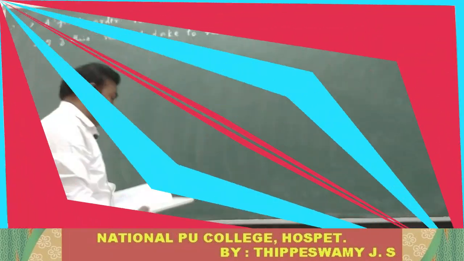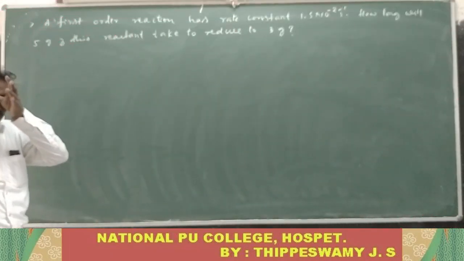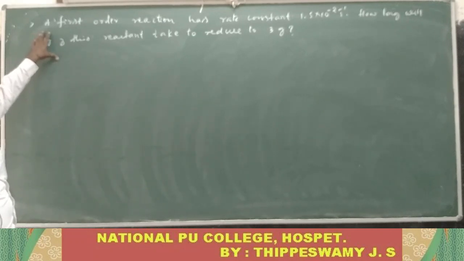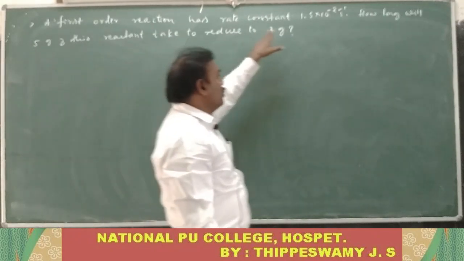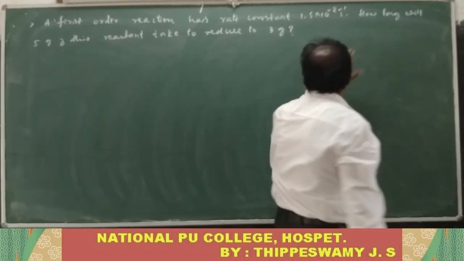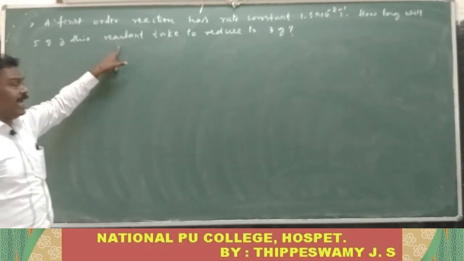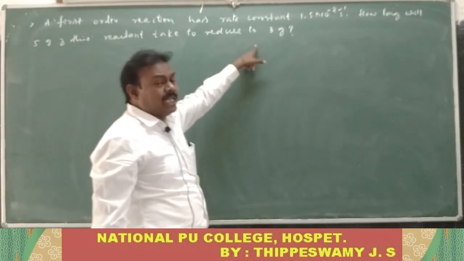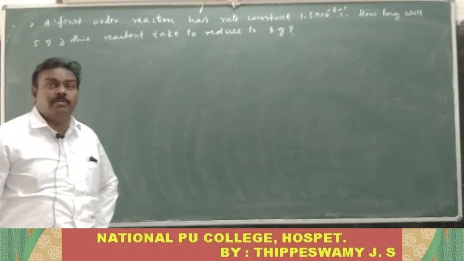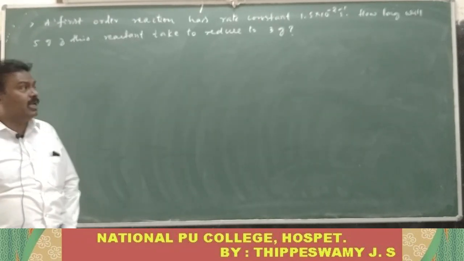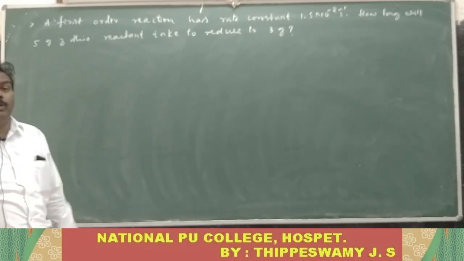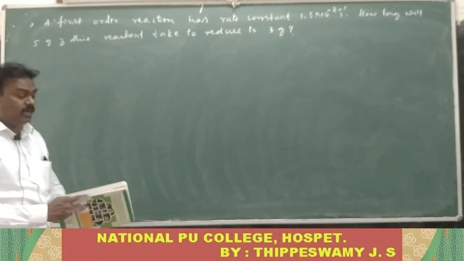Okay, this is another numerical. It is also based on the first order reaction. See, a first order reaction has rate constant 1.5 into 10 to the power minus 2 per second. How long will 5 gram of this reactant take to reduce to 3 gram? Following. Here you have to understand the concept carefully. These numericals are all very simple only, but first of all you have to see what data is given, then what formula we have to implement. These are all very important.